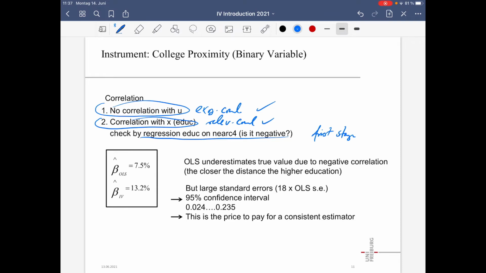If you then estimate the IV, it turns out that the IV effect is 13.2%, which is much larger than the original OLS effect, and that has to do with the negative correlation between the instrument and the endogenous variable, so that OLS underestimates the true value. So in reality, the value is much higher because something that pushed down the OLS result is hidden in the error term, that's proximity to college.